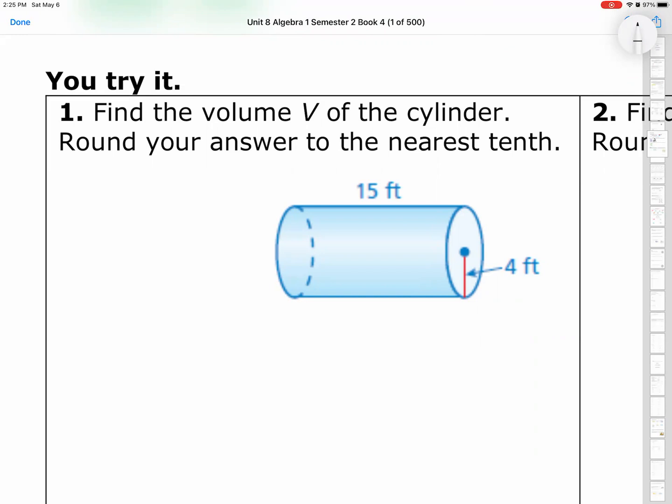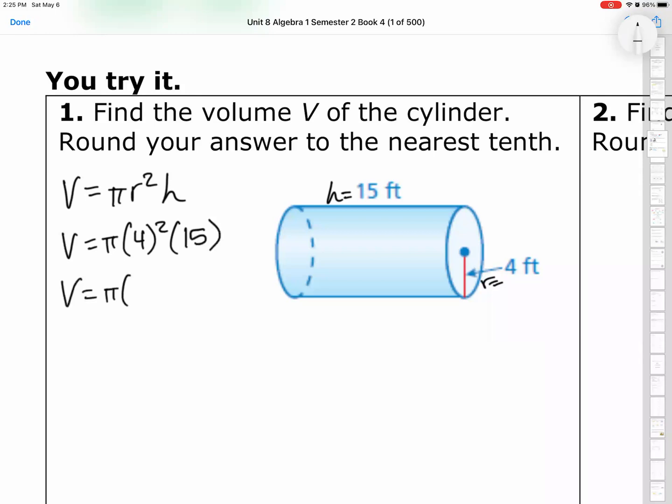All right, now that you've had the opportunity to give it a shot, we have the volume equals pi r squared times the height. And our height is the 15 and our radius is the 4. We go ahead and we plug those values in. So the volume equals pi times our radius, 4, squared times the height, 15. Cleaning this up a little bit, we get 16 times the 15, which then comes out to be 240 pi when we multiply those together.